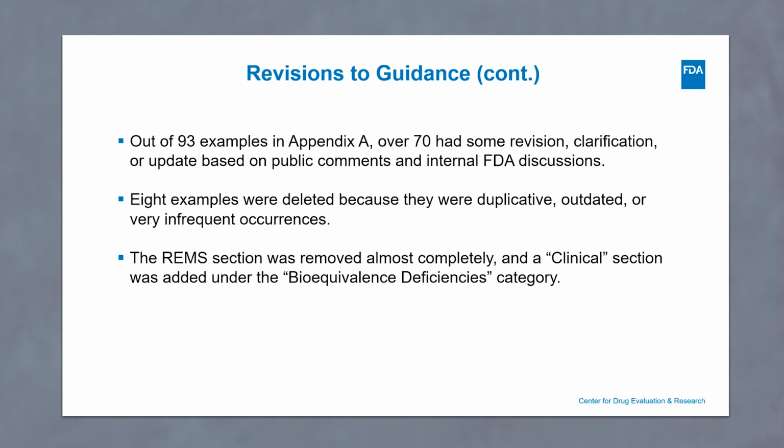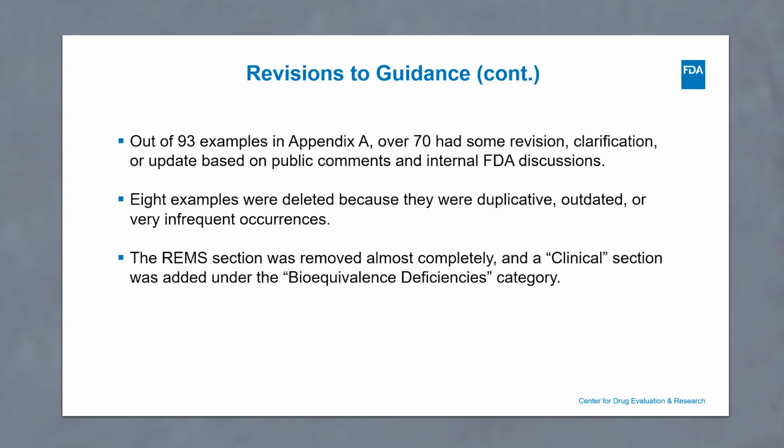Out of 93 examples in Appendix A, over 70 examples had some revision, clarification, or update based on public comments and internal FDA discussions. 8 examples were deleted entirely because they were duplicative or outdated. The REMS section was removed almost completely. FDA removed most of the REMS section because FDA guidances specific to REMS are now available. A clinical section was also added under the bioequivalence deficiencies category.